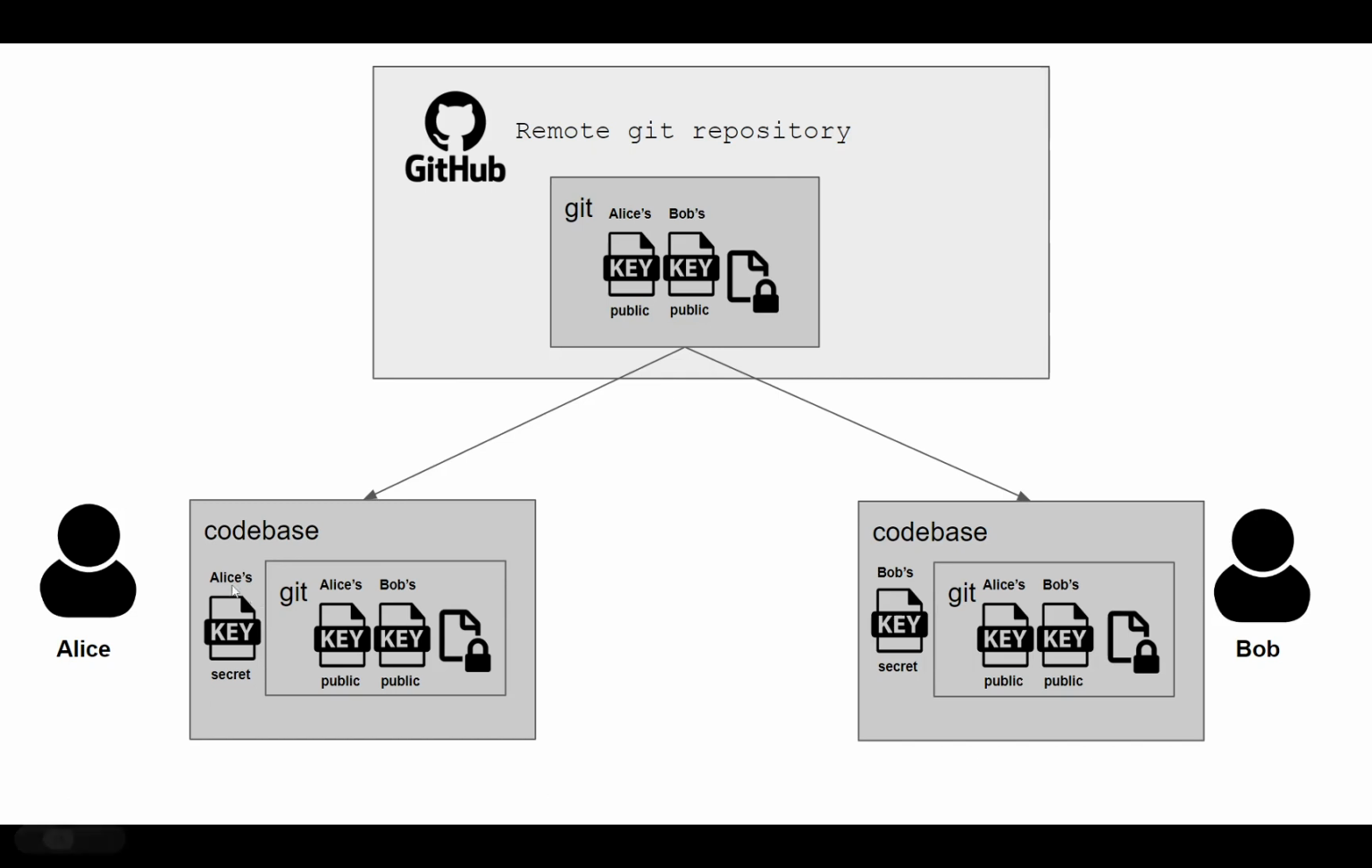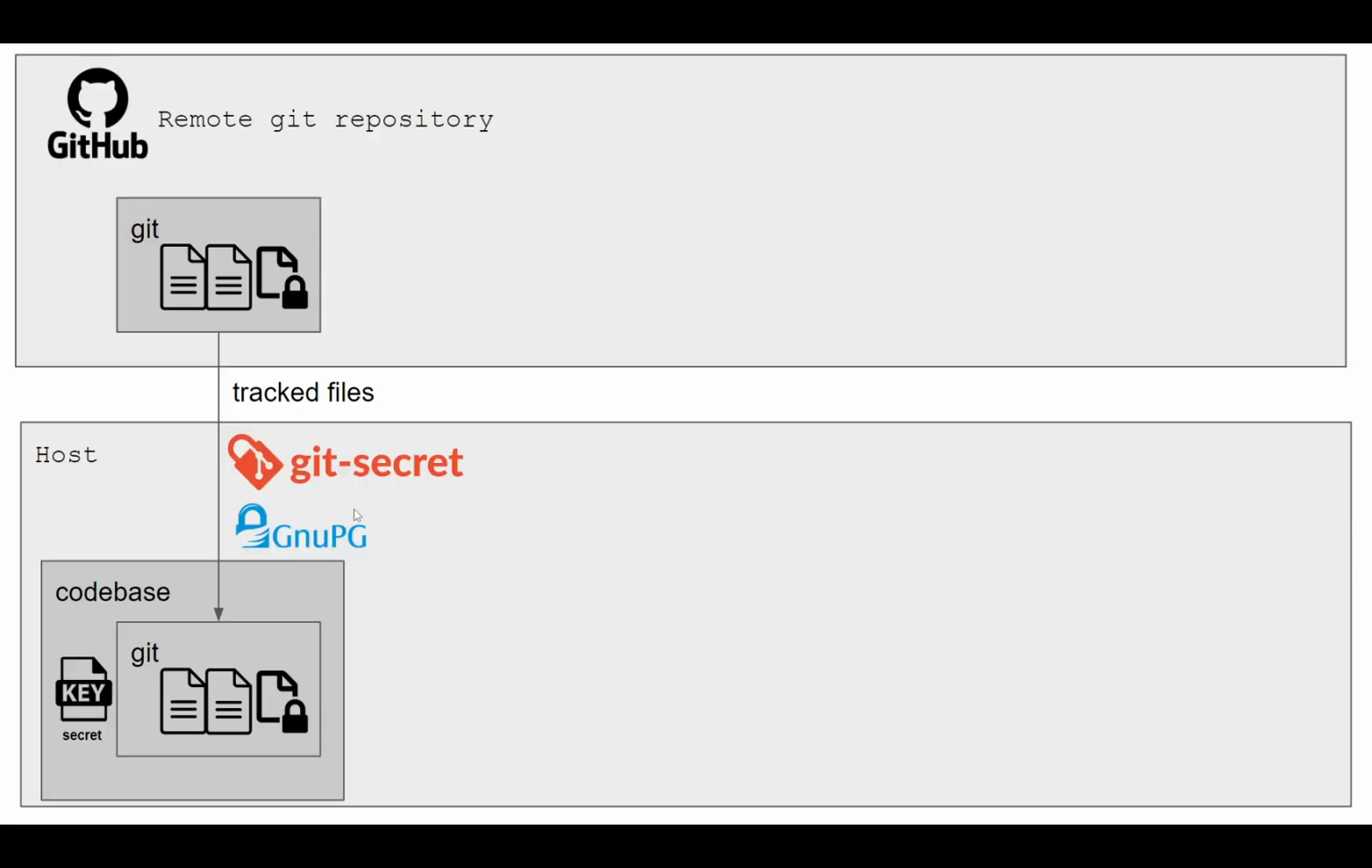Alice has her own secret key. Bob also has his own secret key, and their public keys live inside the codebase. The encrypted files can now be decrypted by both parties. And in our previous example, both users would have to install Git Secret and Gpg on their host system.